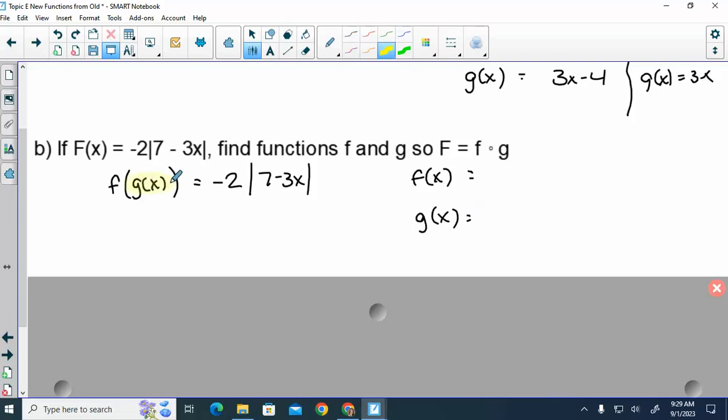G is the inside. If I'm going to evaluate this, what am I going to do first? So multiply by 3. So you could make it just the 3x. You could do the 7 minus 3x. You could even make it the entire absolute value. All of those are options. I'm just going to do, let's say 7 minus 3x. So if I make that my g, f says you just replace that with an x. So my f would be negative 2 absolute value of x.